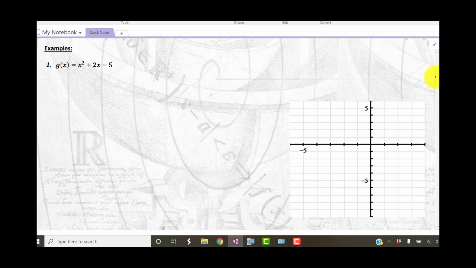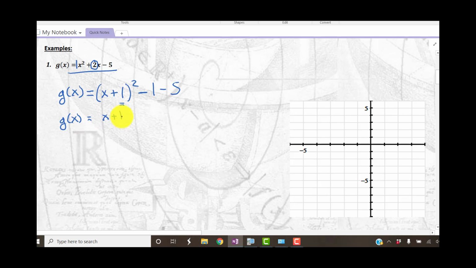So how do you graph this quadratic function? The first thing you want is to write this quadratic function in vertex form. So let's begin. My leading coefficient is 1, therefore I can complete my square right away. I'll write (x plus half of 2, which is 1) squared, minus the square of 1, which is 1, minus 5. So the quadratic function in vertex form is (x plus 1) squared minus 6.